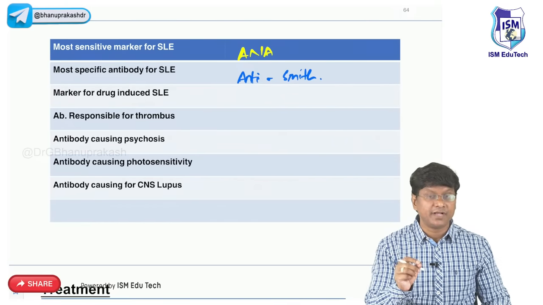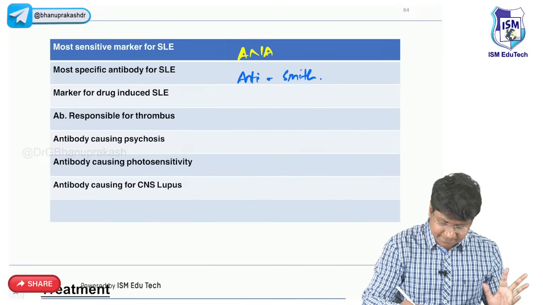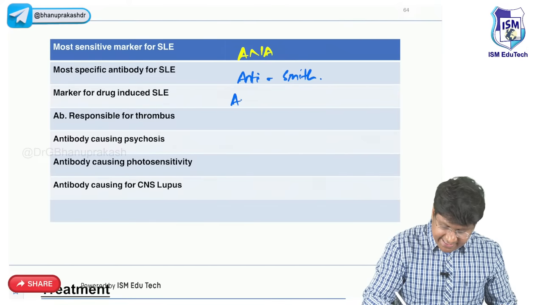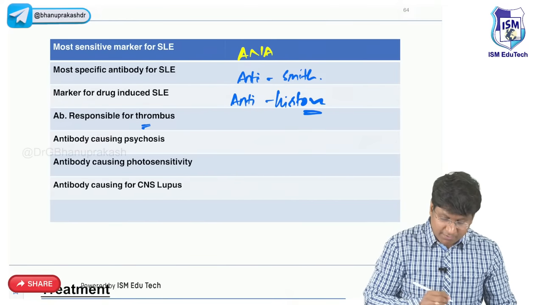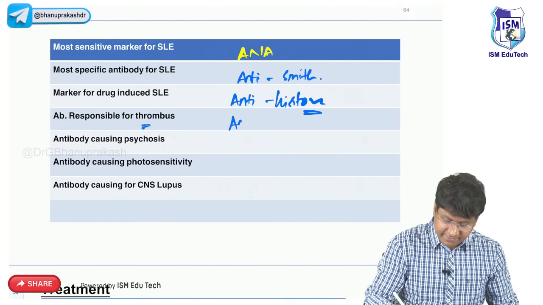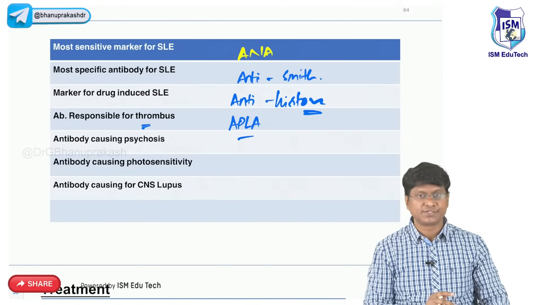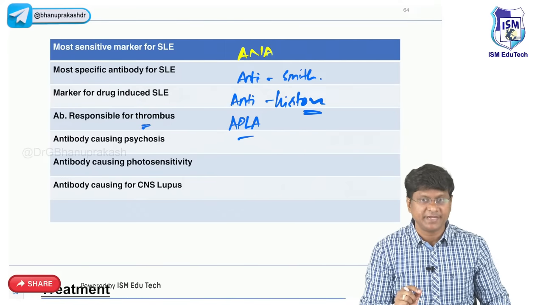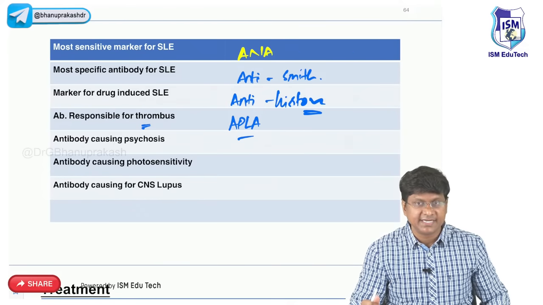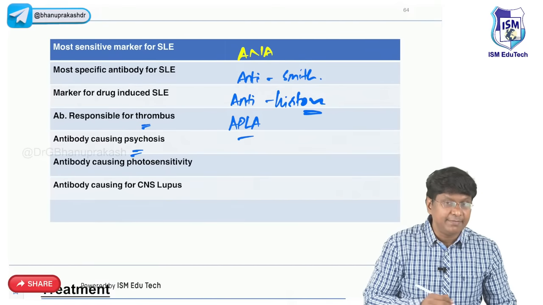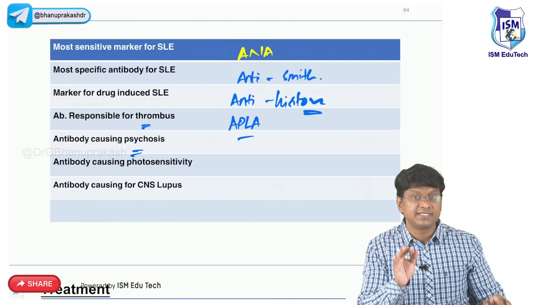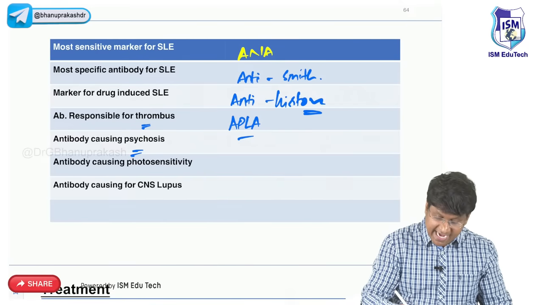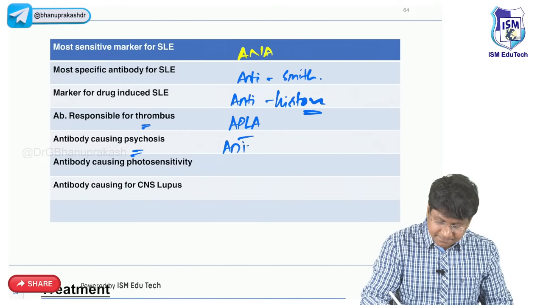And the marker of drug-induced SLE will be antihistone antibody. The antibody responsible for thrombus and recurrent abortion will be antiphospholipid antibodies. What are those? I'll discuss that in detail. Now, coming to psychosis, the antibody responsible for the development of psychosis will be antiribosomal P antibody.